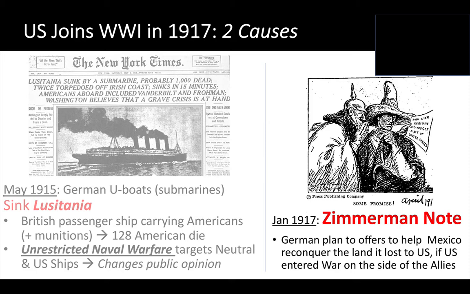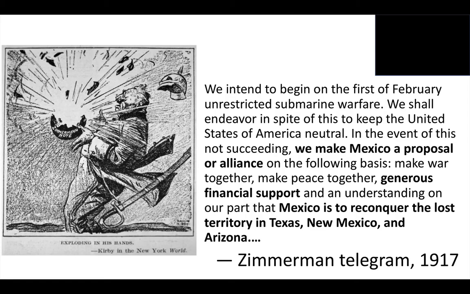What happens is the United States ends up getting a copy of this Zimmermann Note. We see the telegram. And this enrages Americans. How dare they try to start this kind of fight with us? So it doesn't move forward. The Mexicans don't agree to it or anything, but we just find out about this plan. And between, like I said, the unrestricted naval warfare and the Zimmermann Note, America gets pulled into World War I.